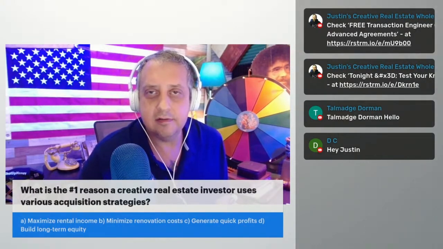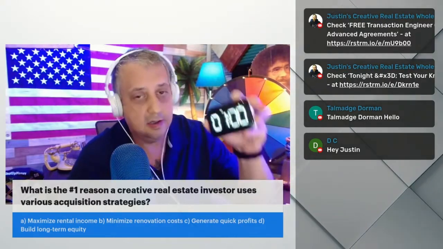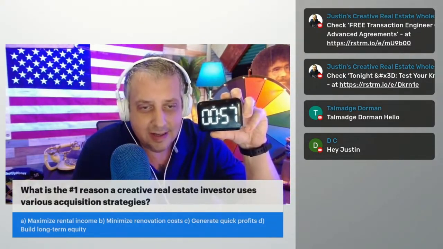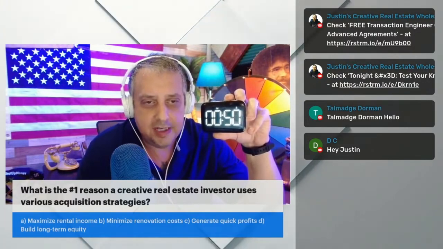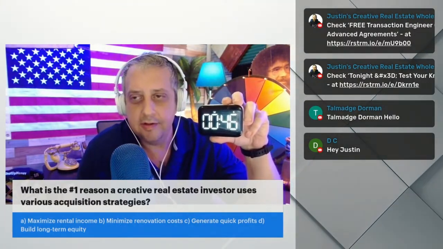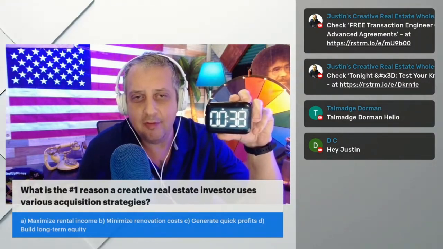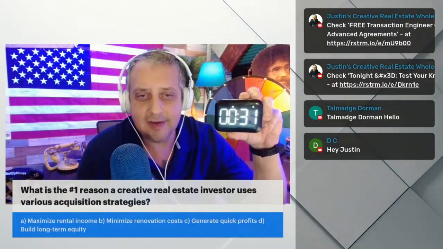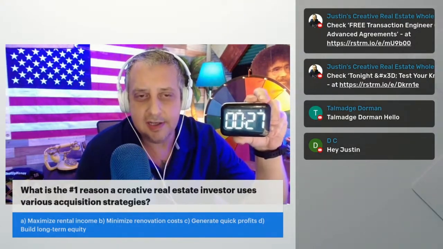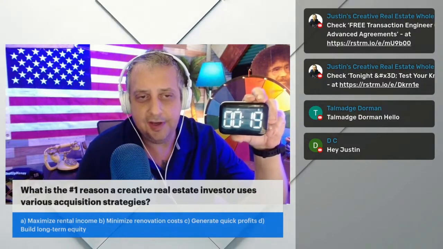What is the number one reason a creative real estate investor uses various acquisition strategies? The multiple choice here is: A, maximize rental income; B, minimize renovation costs; C, generate quick profits; or D, build long-term equity. What do you think? What is the answer? Put it in the chat.